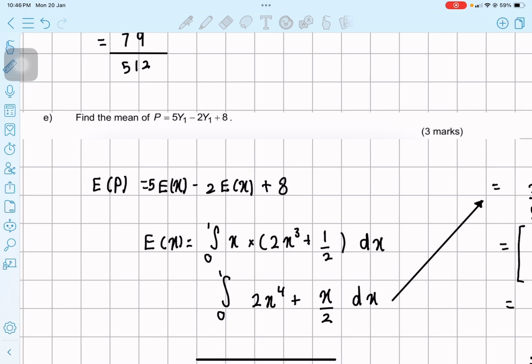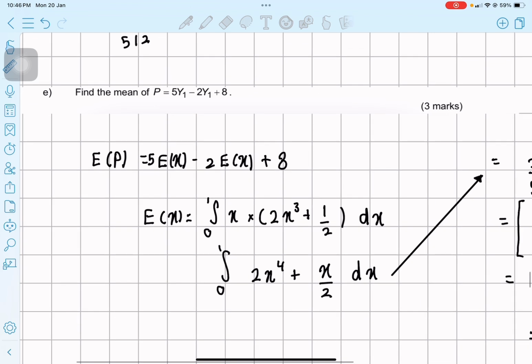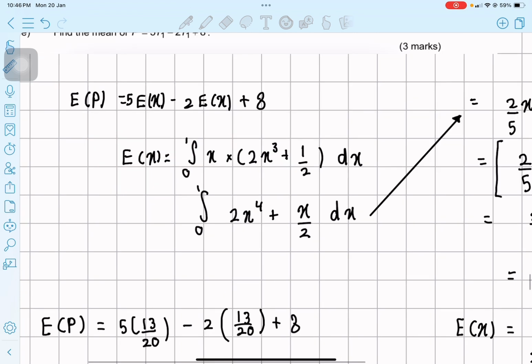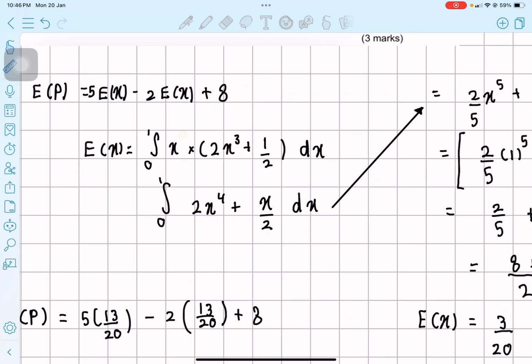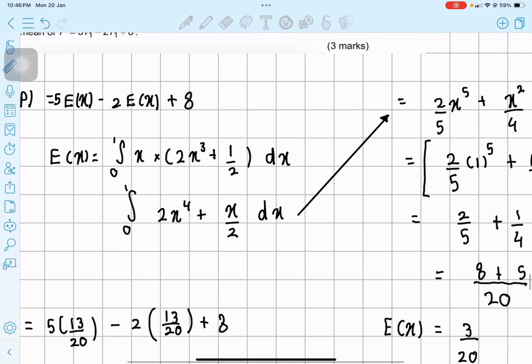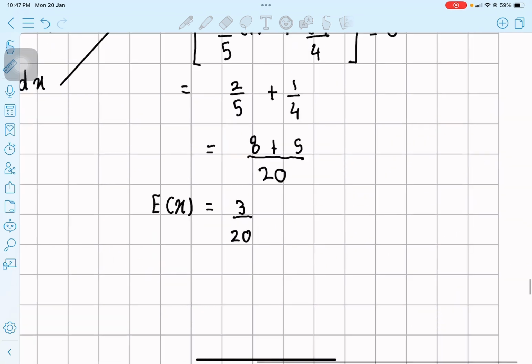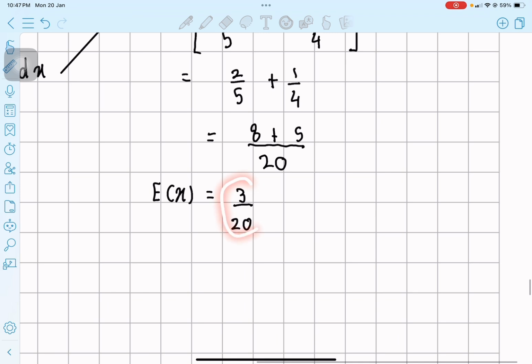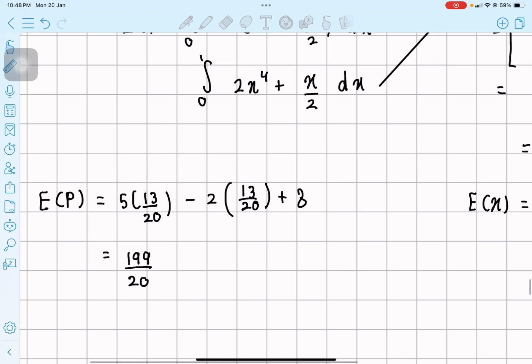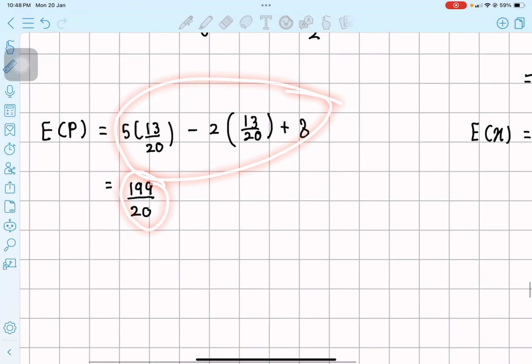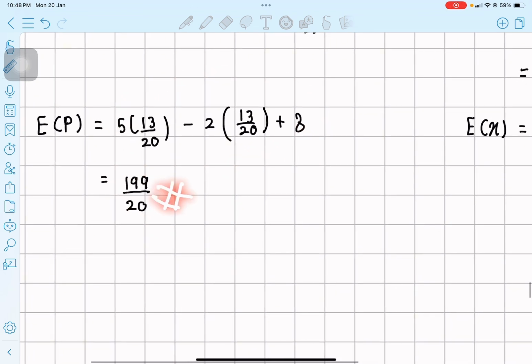Okay, last but not least, we'll be moving on to question E, the last part of question 2. Find the mean of P equals 5y1 minus 2y1 plus 8. Here, I'll just add the E in front of them. For the expected value, or mean, we will add x to the integration and multiply it with the marginal for y1. So the mean is 13/20. We will substitute the E(X), which is 13 over 20. I'll get 199 over 20, which is the final answer for E(P).